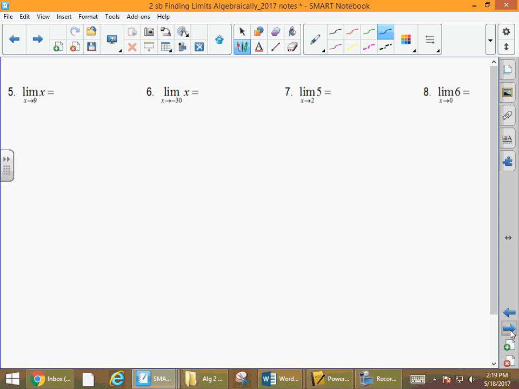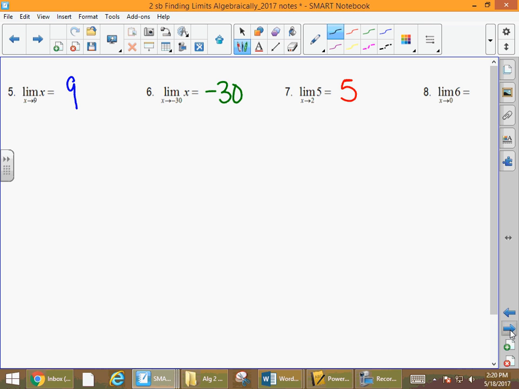If we look at the next group here, the limit of x. If we put 9 back in for x, we get 9. If we put negative 30 back in there for x, we get negative 30. But over here, on number 7, x approaches 2. We don't have an x to substitute in. So our limit, as x approaches 2 of 5, must simply be 5. We're not going to change anything with the x approaching 2.